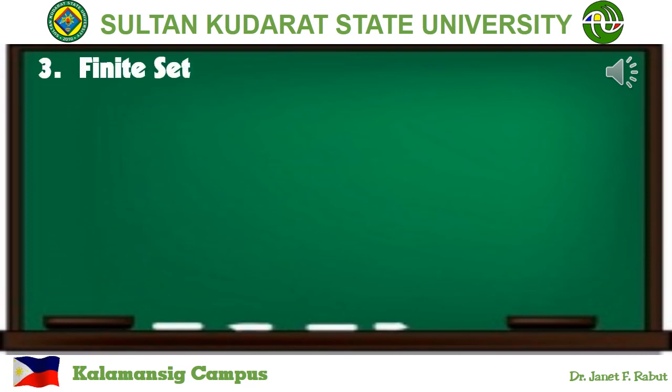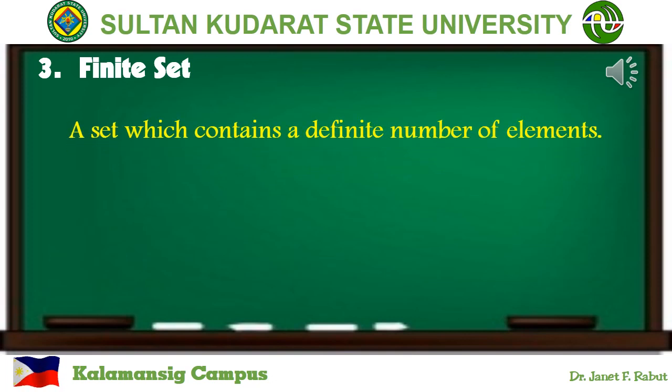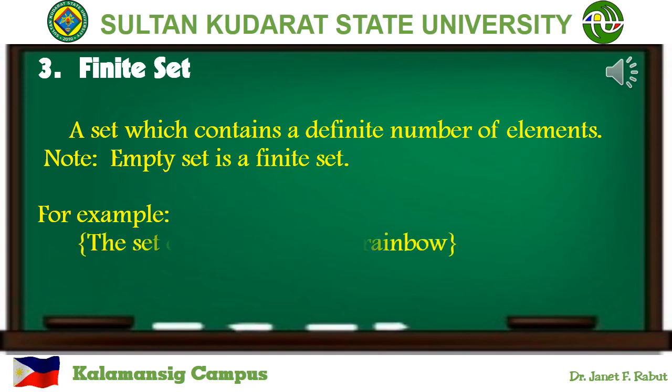The third type of set is what we call the finite set. When we say finite, it is a set which contains a definite number of elements, meaning we can count the exact number of elements in a particular set. And take note, an empty set is a finite set. For example, the set of all colors in the rainbow. We can identify the colors found in the rainbow: red, orange, yellow, green, blue, indigo, and violet. So we can identify exactly the colors of the rainbow.